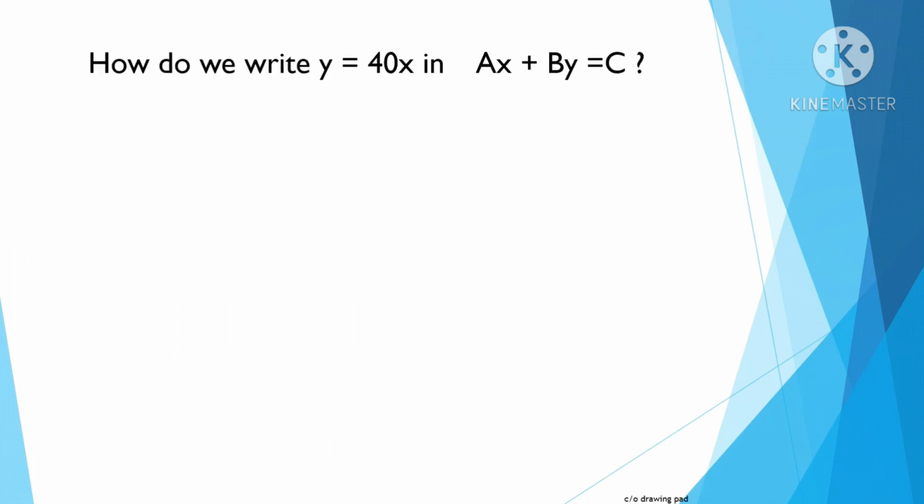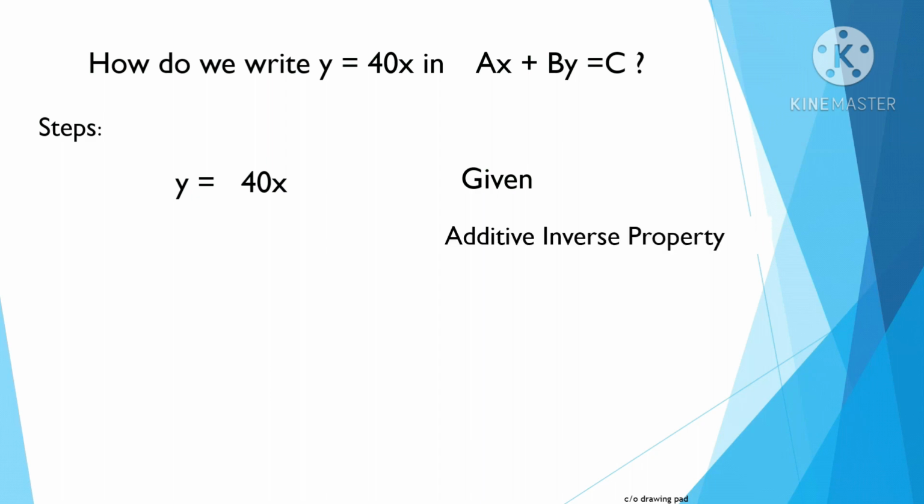How do we write y equals 40x in ax plus by equals c? Magagawa lang natin ito if we arrange the terms. But in an equation, when we arrange terms, we apply the different properties of equality. Thus, writing the given y equals 40x, all we have to do is apply the additive inverse property or addition property of equality. Our target is to make the term to the right side of the equal sign 0.